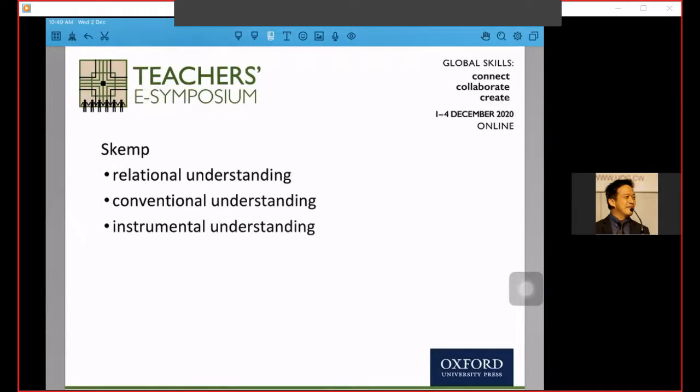Let me wrap up now by giving you a couple of theoretical underpinnings of what we are trying to do. Richard Skemp, his theory on mathematical understanding, reminds us that as teachers of mathematics, we are responsible in helping our students develop the following types of understanding. They must understand the meaning of things they learn. Relational understanding, as Skemp calls it. They must also be able to interpret the symbols and notations they see, the conventions they use. Conventional understanding.